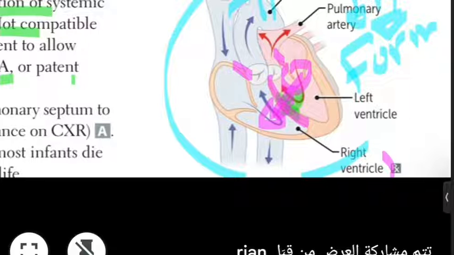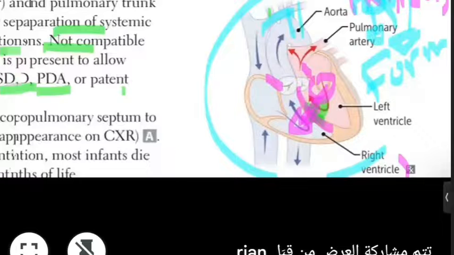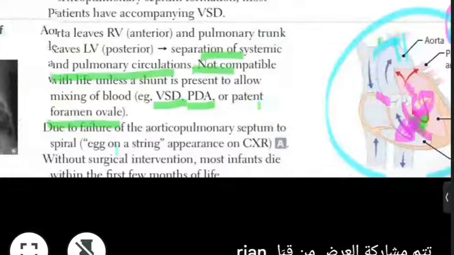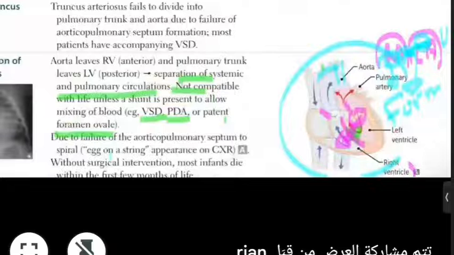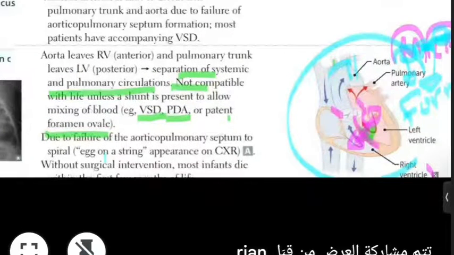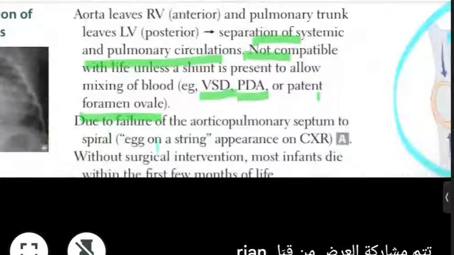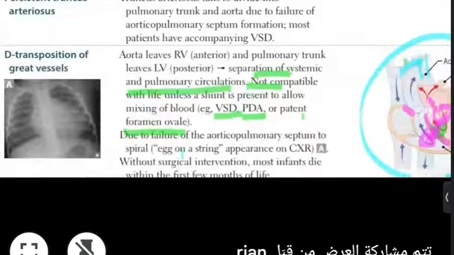Okay, so he needs a patent ductus arteriosus to live. So he needs a patent ductus arteriosus or ventricular septal defect or patent foramen ovale, so he can live with this defected heart. Transposition of the great vessels.